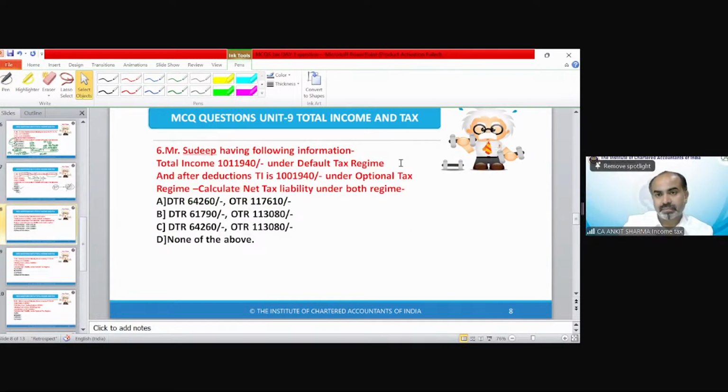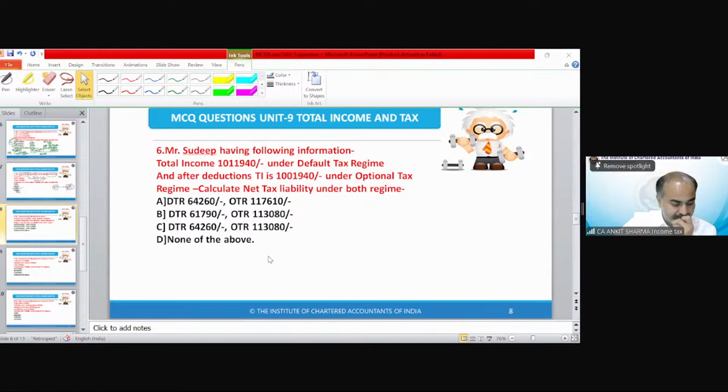Next is Mr. Sudeep having the following information. Total income is 10 lakh 11,940 under default tax regime, and after deduction, total income is 10 lakh 1,940 rupees under optional tax regime. Calculate net tax liability under both regimes. You can assume that this income belongs to his other income category, that is a slab rate category of income. So you can calculate the tax as per the slab rate.